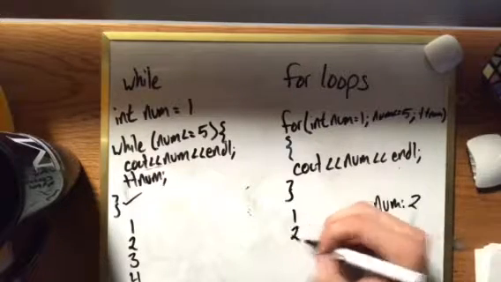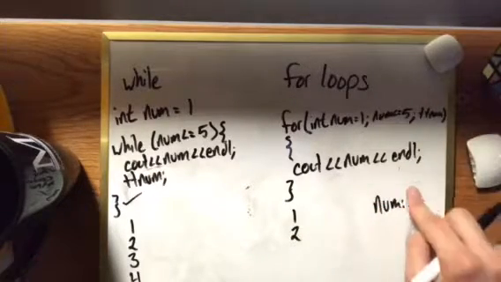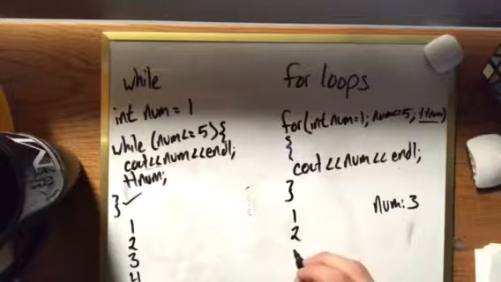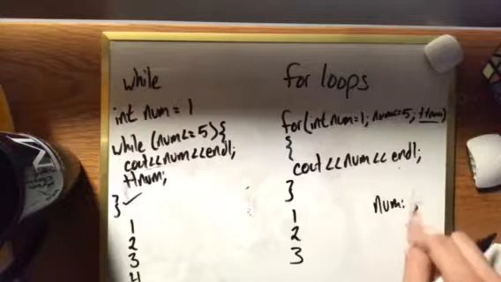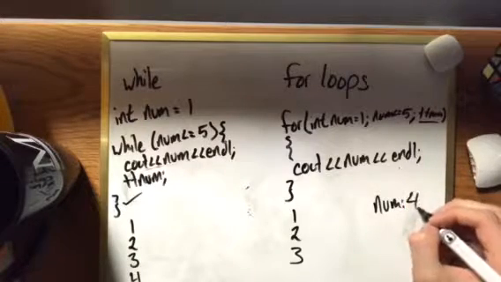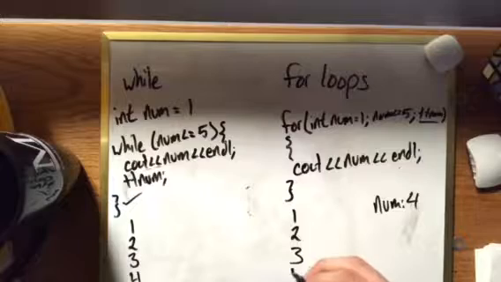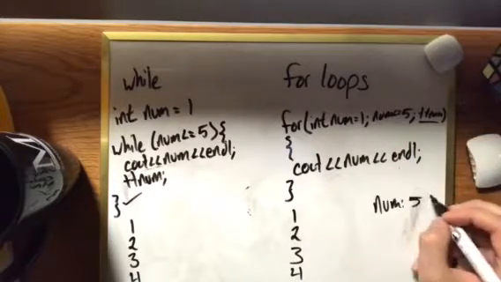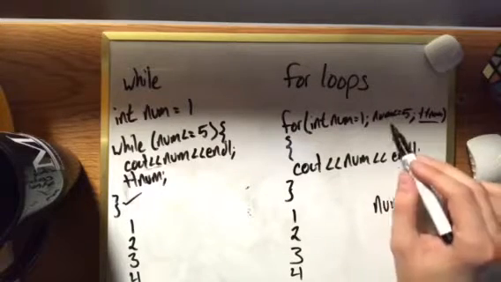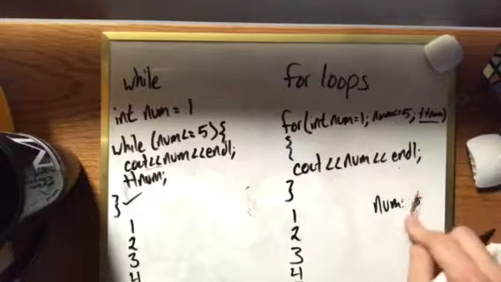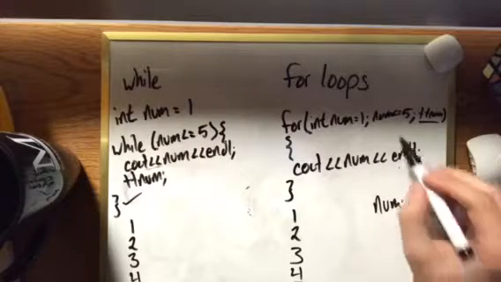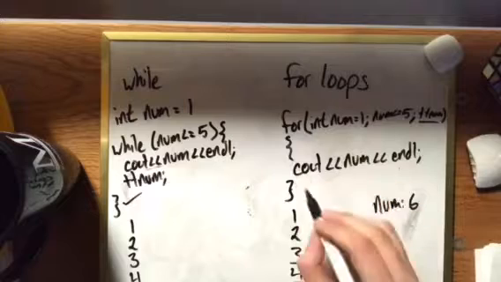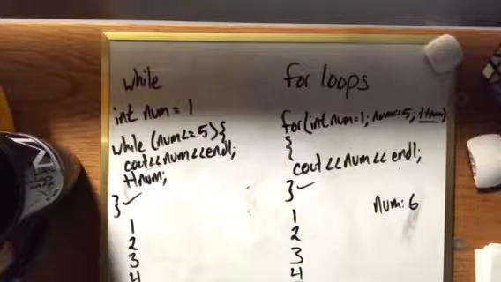2 is less than 5, so it'll print out 2, and then it'll increment num, calling that. So now num is 3, it's less than 5, so you print 3, increment num again to 4, prints 4, because the condition is still true. 5, because it increments it, the condition is still true, so print out 5, and then you have 6, and this is no longer true, and it just ends and leaves the for loop.